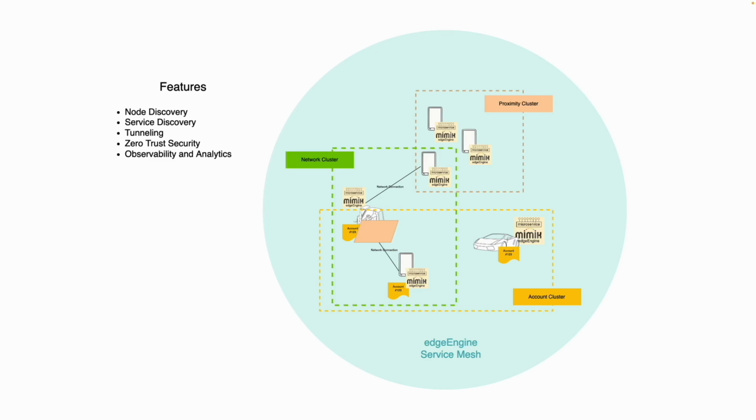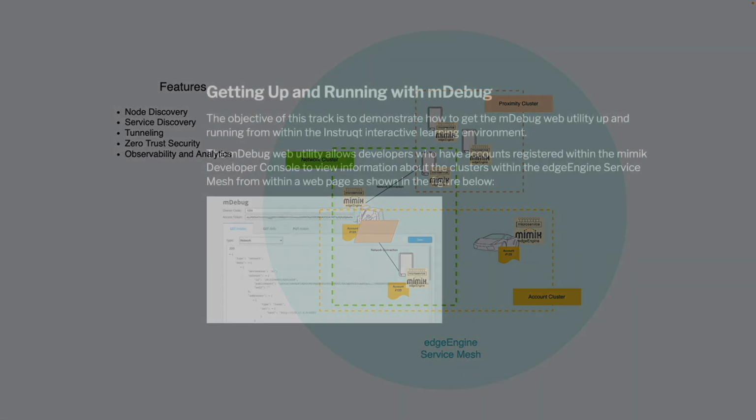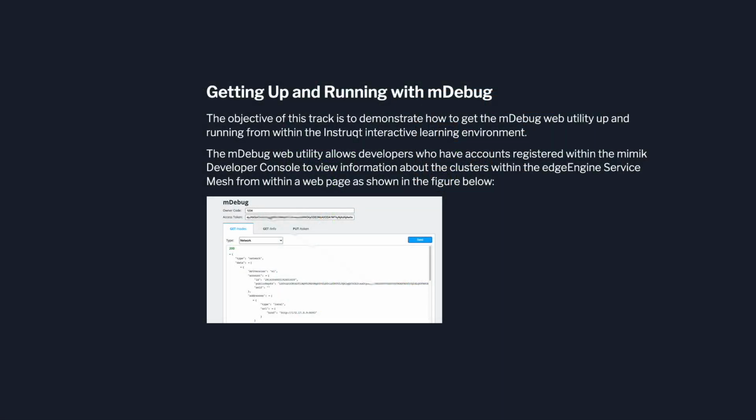And now you're going to take a tutorial that's going to show you a particular detail about how to work with edgeEngine. The objective of this track is to demonstrate how to get the mDebug web utility up and running from within the Instruqt interactive learning environment. The mDebug web utility allows developers who have accounts registered within the mimik developer console to view information about the clusters within the edgeEngine service mesh. And this information can be viewed from within a web page as shown in the figure below.